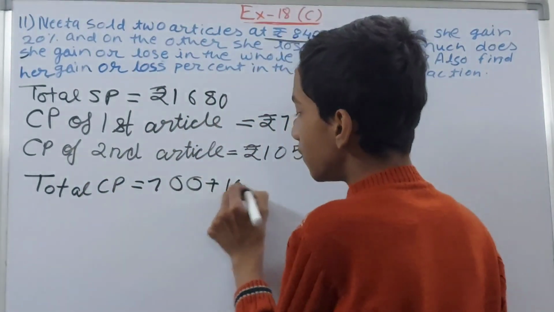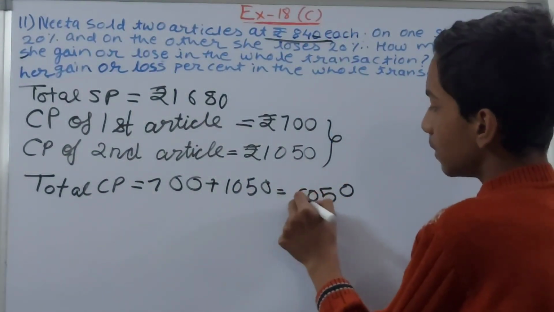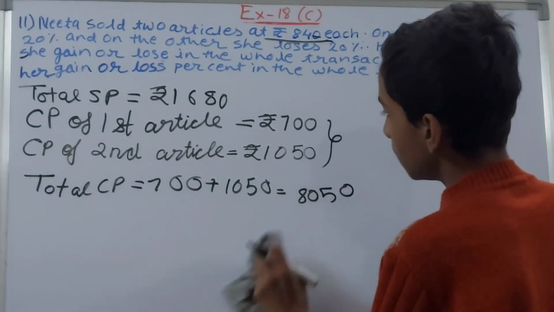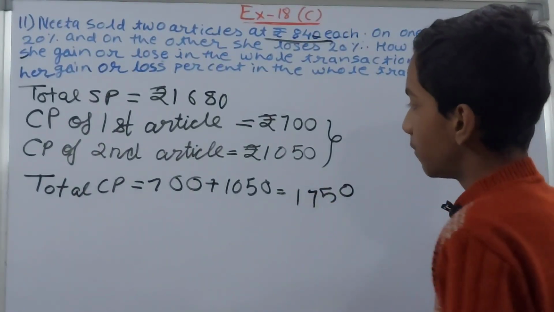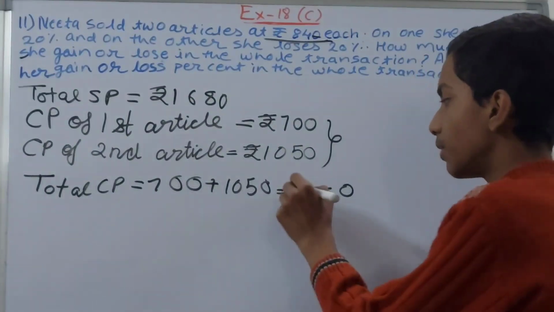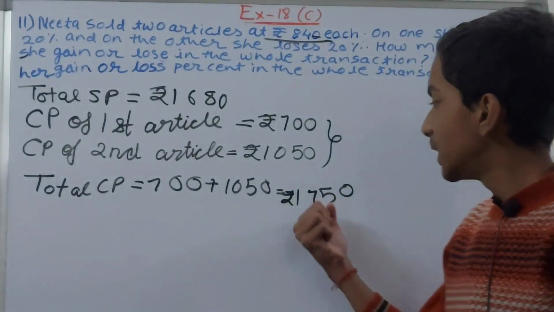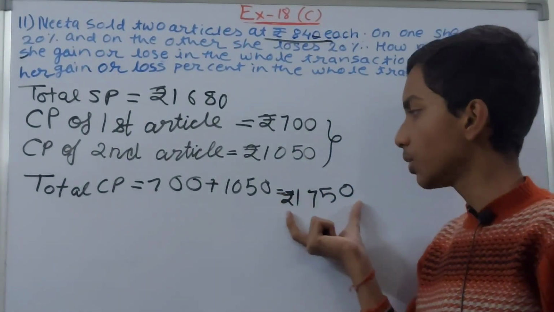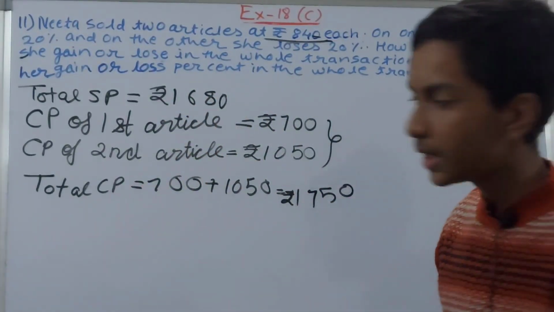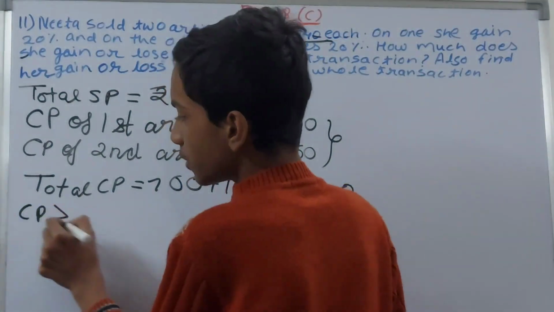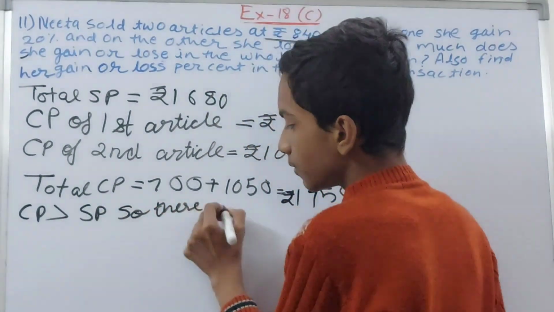700 plus 1050. So this will be 0, 5, 0 and 1, okay, sorry, this will be 7 and 1. So this becomes 1750, rupees 1750. Now you see here that this is our total cost price and this is the total selling price, and the cost price is greater. So CP is greater than SP, so there will be loss.